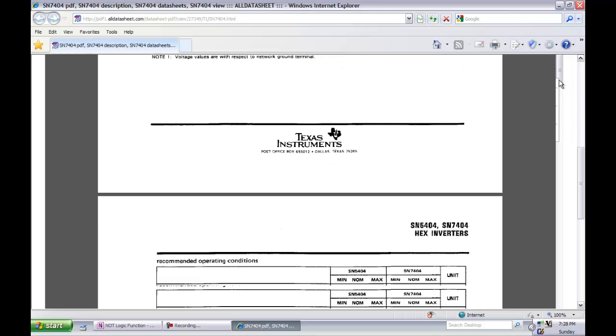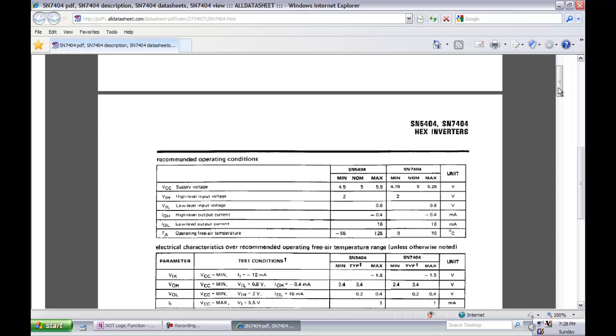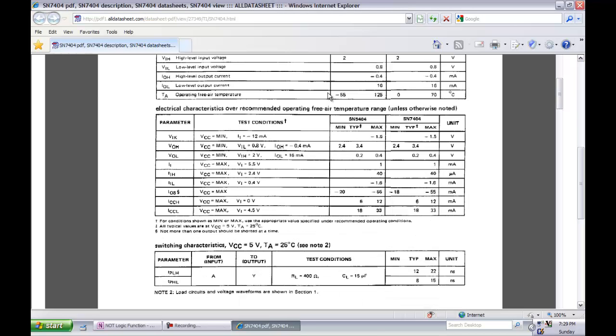You've got your minimums and maximums. I'm just going to stop this and get to the spot I want. Okay, I'm right where I want. I'm on page 3, the very bottom of page 3. This is, by the way, the TI 7404 from alldatasheets.com. The lower right-hand corner here.